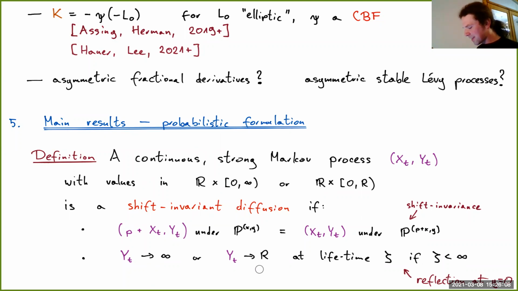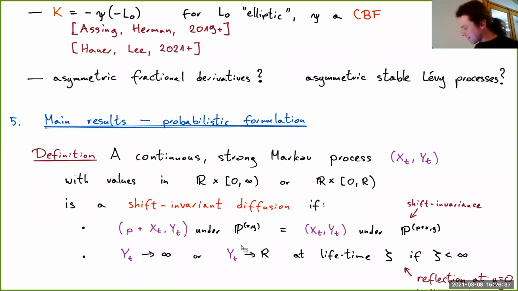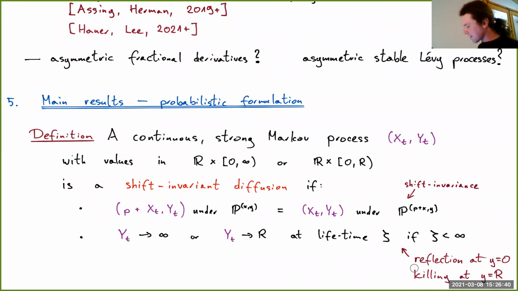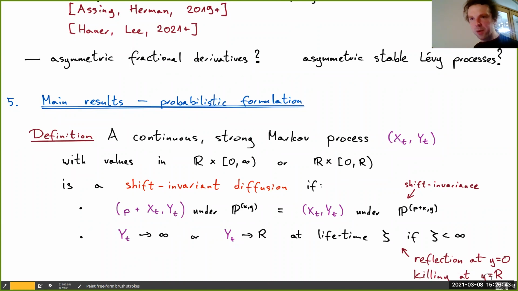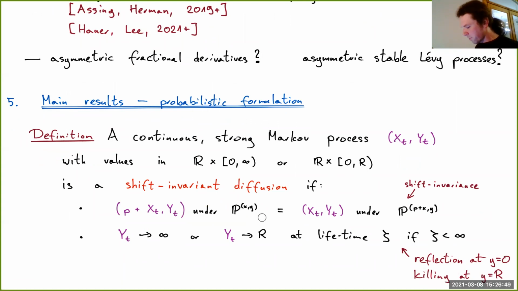And the other condition is that if the lifetime of the diffusion is finite, so we allow for killing in some sense, then at that lifetime, the process either goes to infinity or approaches the level capital R, and the capital R is precisely the upper limit of our strip. So that tells us that the process is never killed inside the domain. It is reflected at the lower boundary at y equal to 0 and killed at the upper part of the boundary if it's finite, or also killed at infinity if it can reach infinity in finite time.